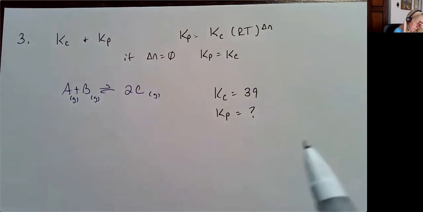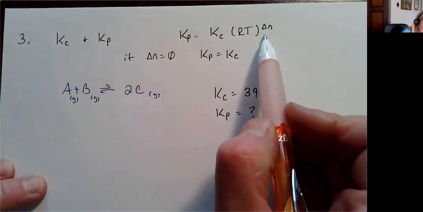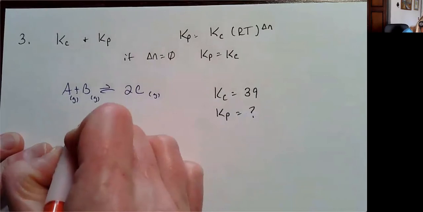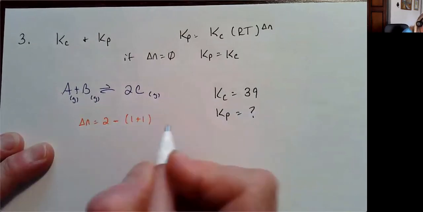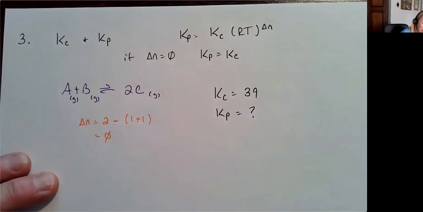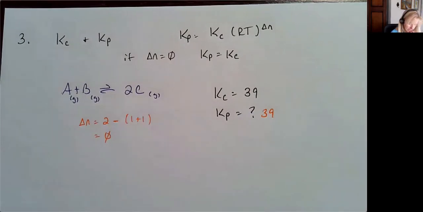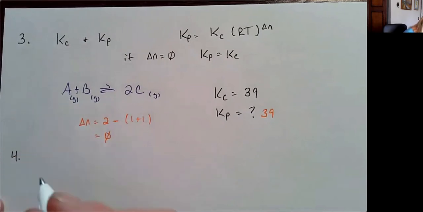So first off, I'm going to find delta N. And delta N is the number of moles of product minus the number of moles of reactant. And so my delta N here would be 2 minus 1 plus 1, which is 0. So in this case, my delta N is 0, so my Kp is also going to be 39. So that's a relationship just to have handy to know the difference between Kp and Kc and how to toggle between them.